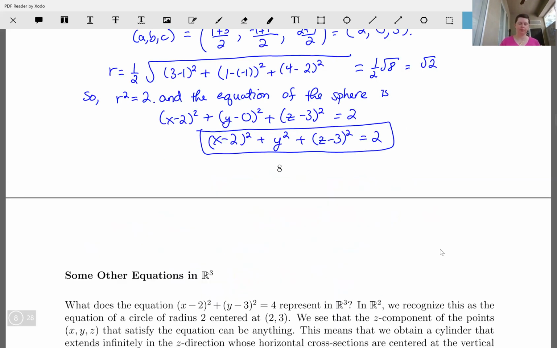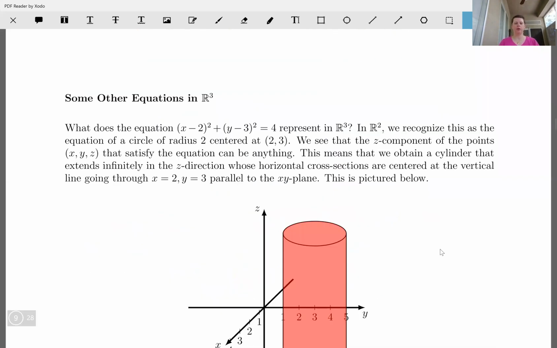So one other equation in R3 we're going to talk about is, well, I'm going to do this one by example. So suppose I have the equation (x - 2)^2 + (y - 3)^2 = 4.